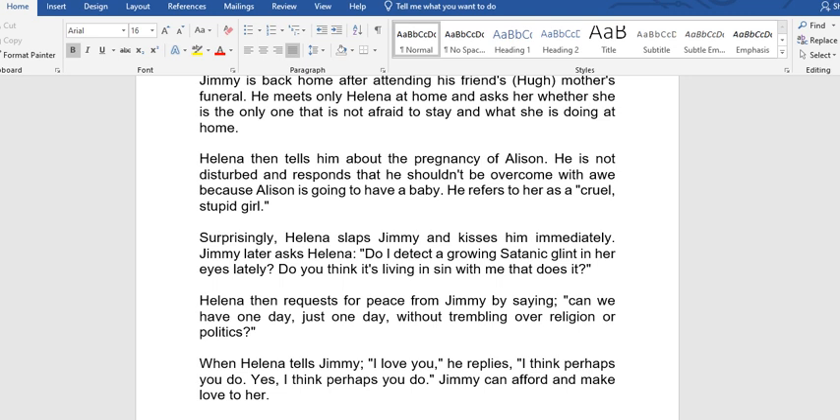Elena then tells him about the pregnancy of Alison. He's not disturbed and responds that he shouldn't be overcome with horror because Alison is going to have a baby. He refers to her as, quote unquote, cruel stupid girl.